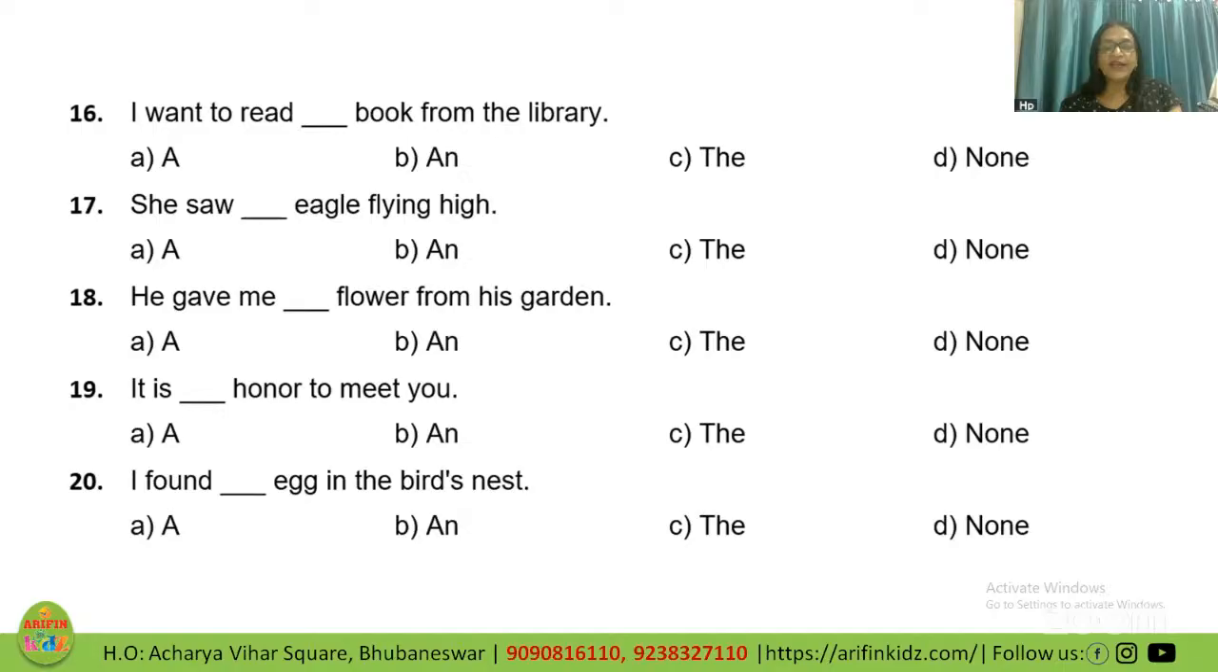Question number 19. It is dash honor to meet you. So 19 answer, you tell me option A, B, C or D.